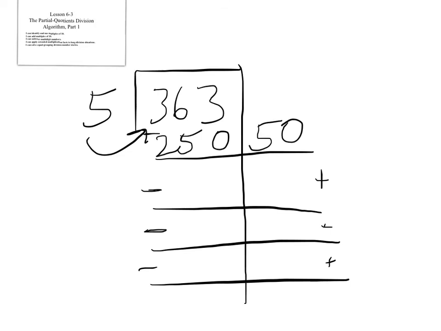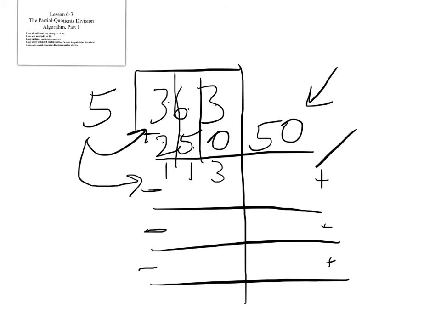That'll give me 250. So then I subtract, but you always make sure you line these up properly, so you subtract it correctly. 3 minus 0 is 3. 6 minus 5 is 1. 3 minus 2 is 1. That gives me 113. Now I have to see how many times 5 can go into 113.